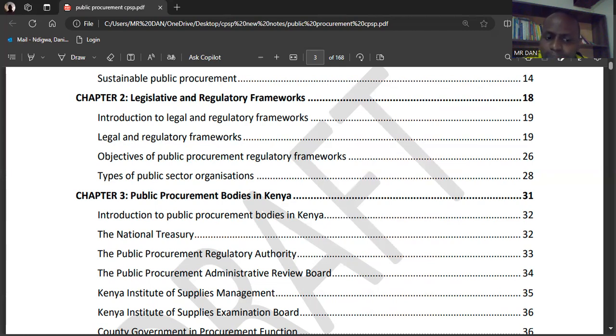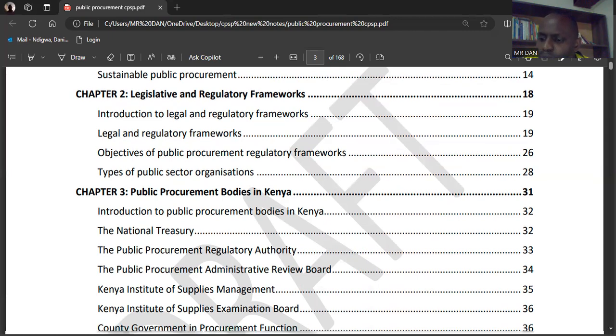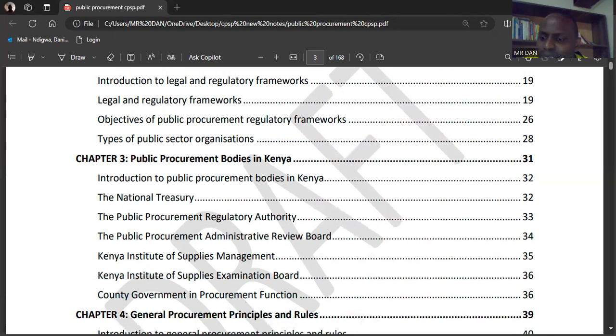And another body is the Public Procurement Administrative Review Board. Once in a while, you might find that a supplier has an issue when it comes to the process, maybe the award of tender. So if that is the case, the work of the Administrative Review Board is to ensure that they listen to the supplier and they also come up with a verdict on the same.